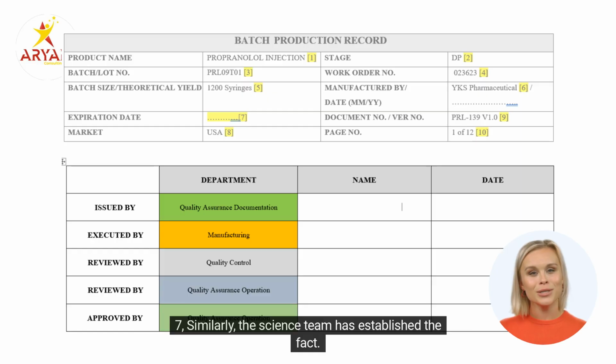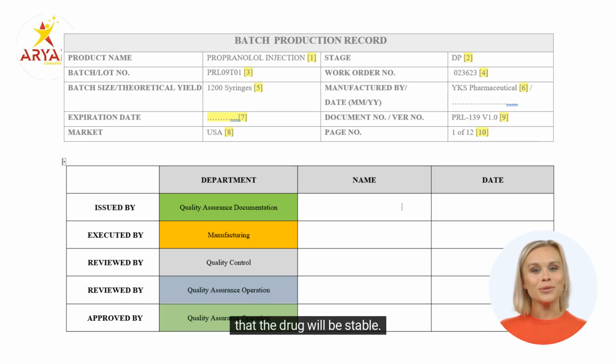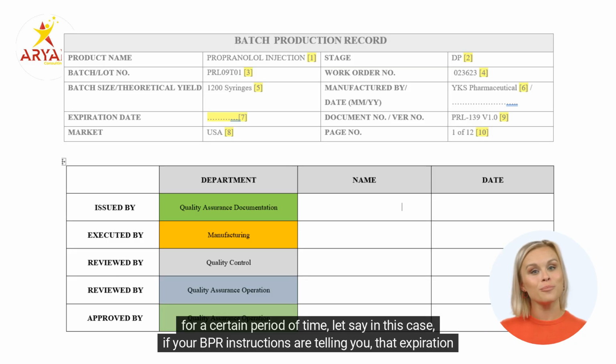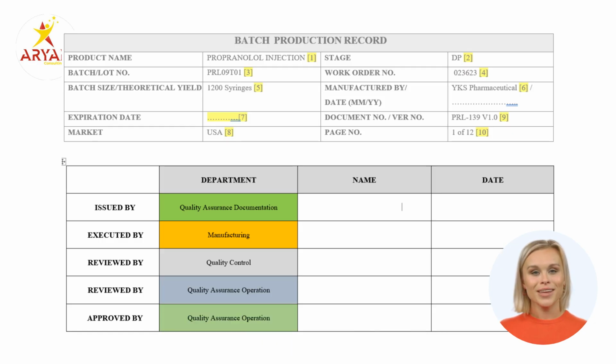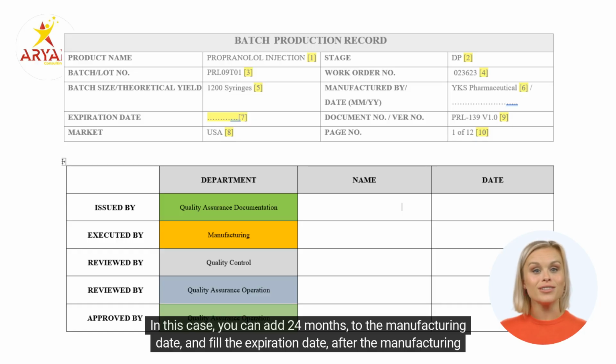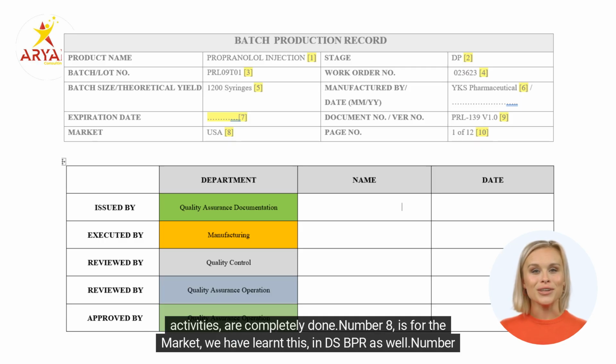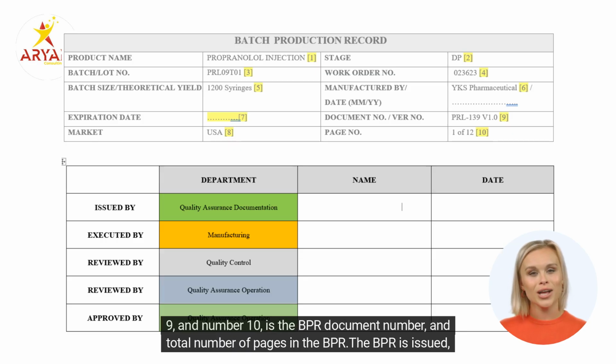Number 7, similarly, the science team has established the fact that the drug will be stable for a certain period of time. Let's say in this case, if your BPR instructions are telling you that expiration period is 24 months, you can add 24 months to the manufacturing date and fill the expiration date after the manufacturing activities are completely done. Number 8 is for the market. We have learned this in DS BPR as well. Number 9 and number 10 is the BPR document number and total number of pages in the BPR.